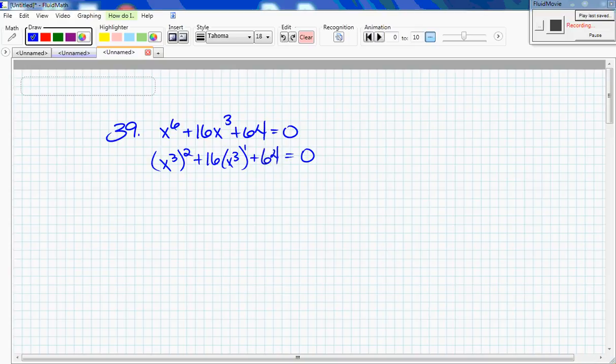And because it can be written in quadratic form, we can use the quadratic formula to solve, or we could factor. If we use the quadratic formula, it would be x equals negative b plus or minus the square root of b squared minus 4ac all over 2a. It would be x cubed is equal to that. Or we could factor, and we could factor this pretty easily. But because this is x cubed squared, instead of being x, this is going to be x cubed and x cubed. Multiplied together gives you 64, and added together gives you 16, would be 8 and 8.